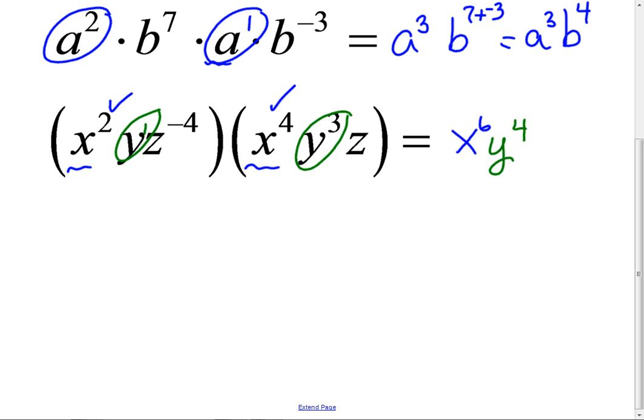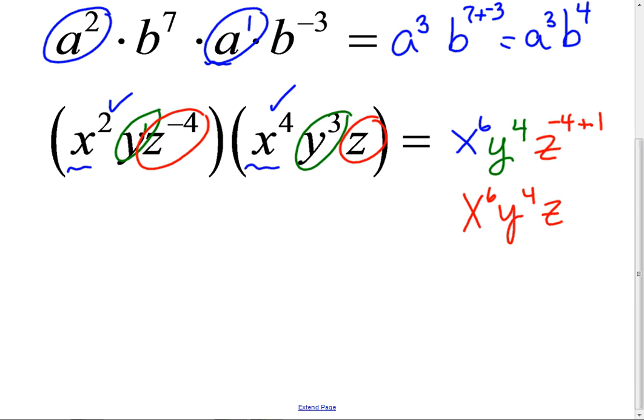How about the z's? Let's write it up. It's negative 4 plus what? How many z's are in this last one? 1. So I get x to the 6th, y to the 4th, and z to the what? Negative 3. Yeah, but I have to make sure everybody gets it.